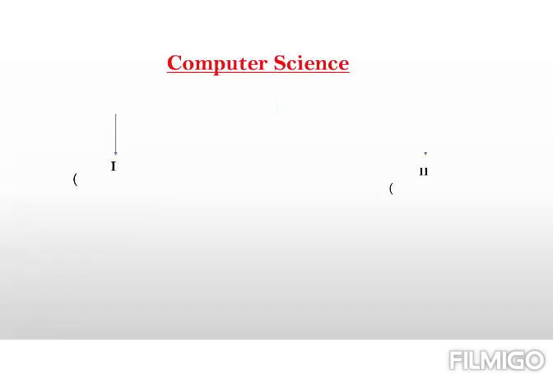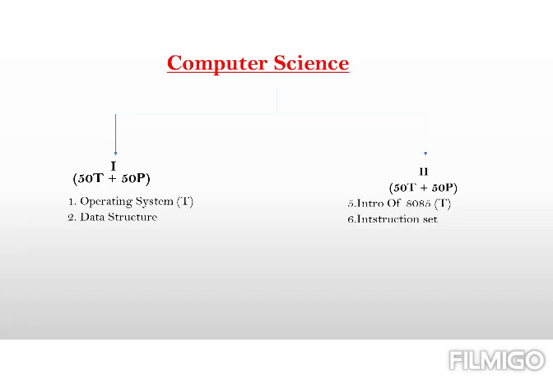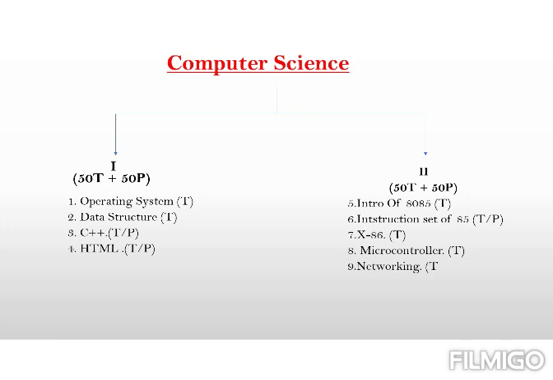Basically, computer science is divided into two parts, paper 1 and paper 2. In paper 1 we have to study 50 marks theory plus 50 marks practical. Same for paper 2, 50 marks theory and 50 marks practical. In paper 1 we have to study 4 chapters. Chapter number 1 is operating system, which is purely based on theory. Chapter number 2 is very small but easy and important for paper 1, but again based on theory. Chapter number 3 is very important, that is your C++, theory as well as practical.